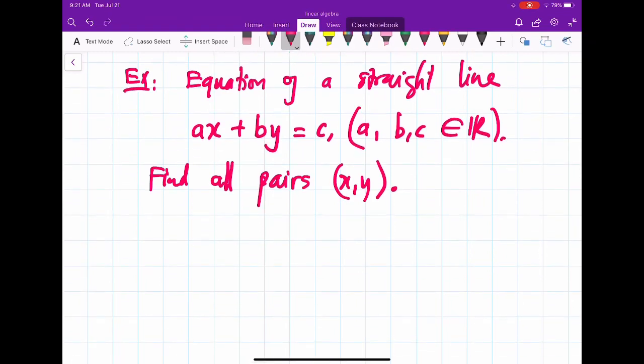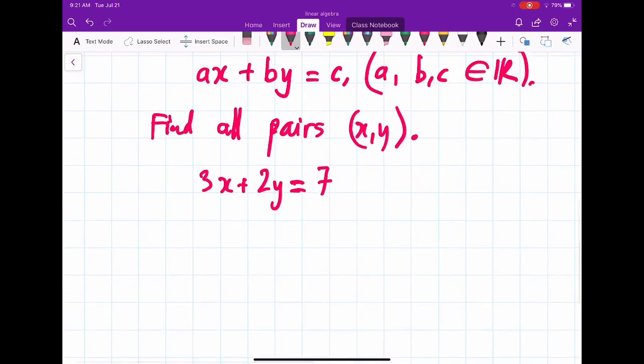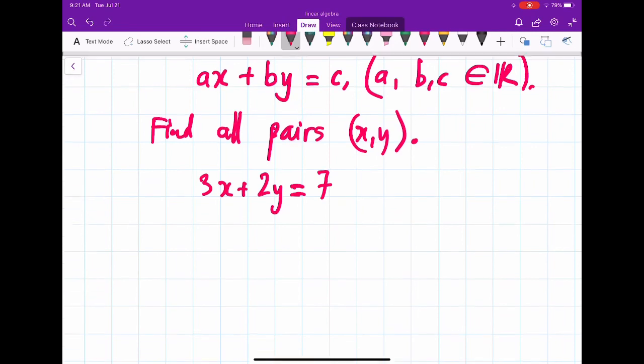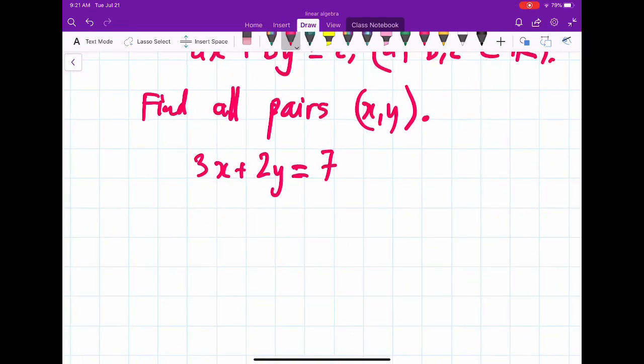Let's pick a concrete example. Let's say I have 3x plus 2y equals 7, and I need to find all pairs x and y. So how to do that? We have only one equation, right? And we know that on this straight line, there are infinitely many points. So we expect that the equation has infinitely many solutions. So I would choose x or y, right? And I express x or y via another variable.